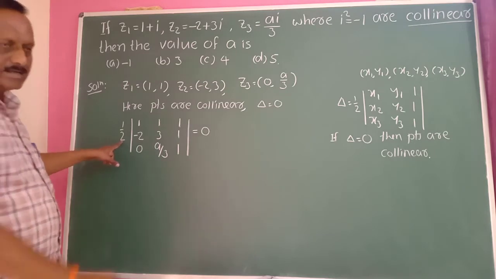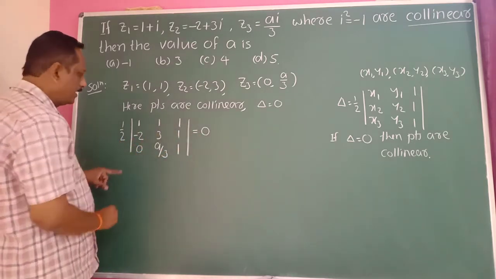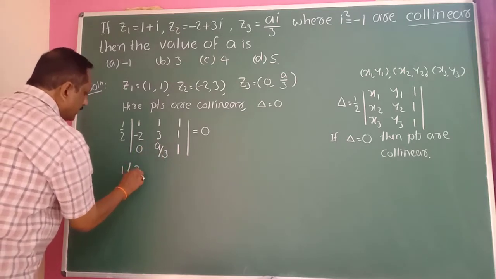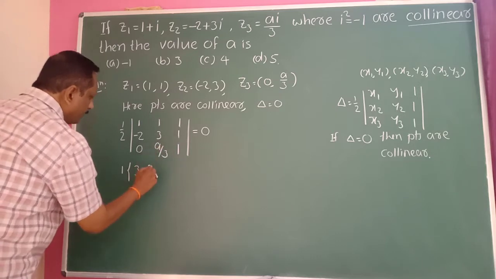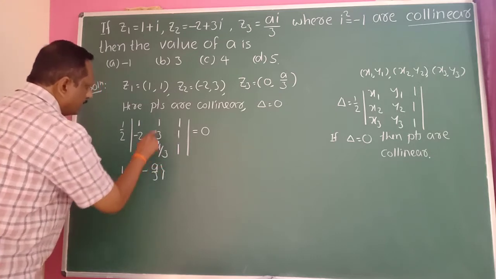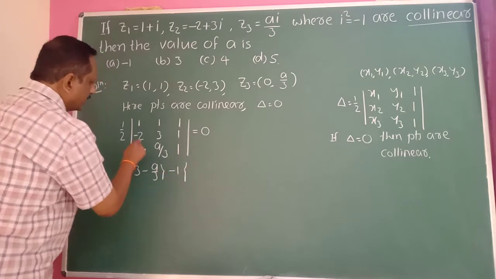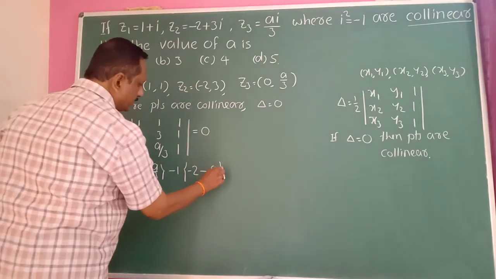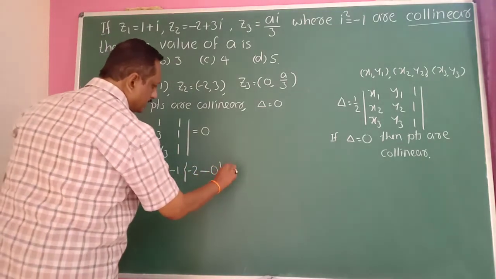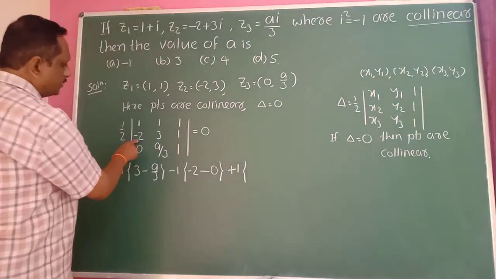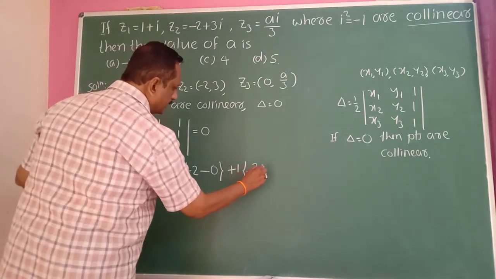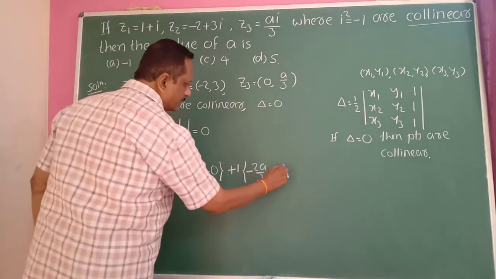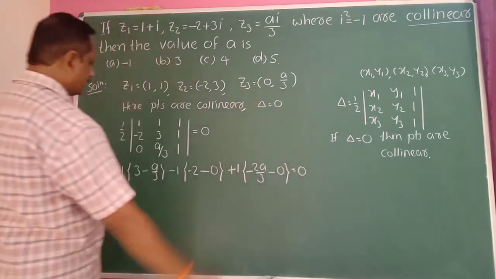Take the 2 to the right hand side, 2 into 0 becomes 0 here. And expand this determinant. 1 into bracket, 3 ones are 3, minus a upon 3. Minus of 1 into bracket, minus 2 into 1 becomes minus 2, minus of 0 into 1 is 0. Bracket complete. Next plus 1 into bracket, minus 2 into a upon 3 minus 3 into 0 becomes 0. That is equal to 0.